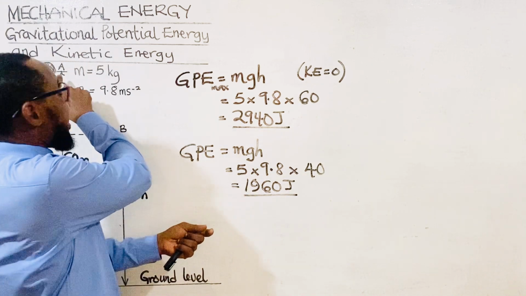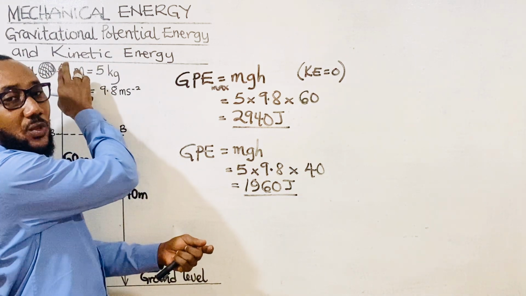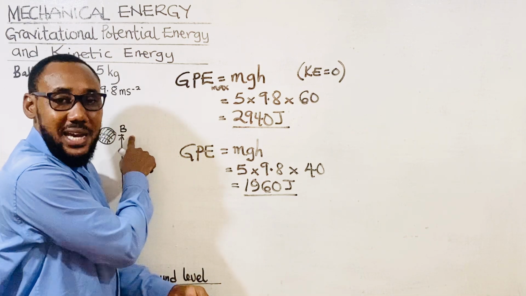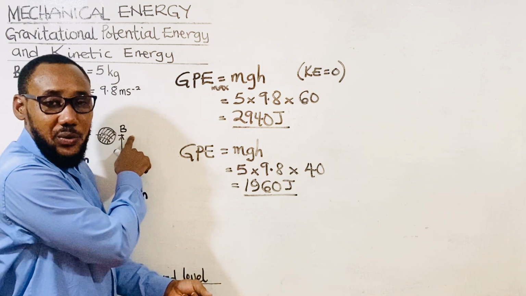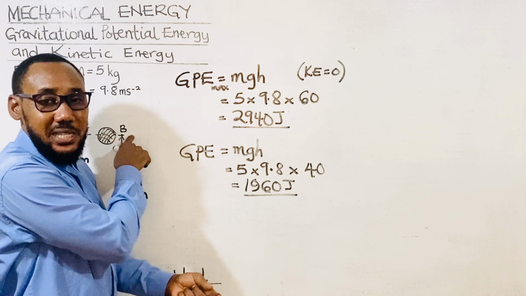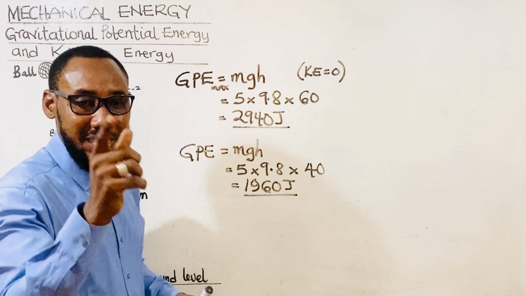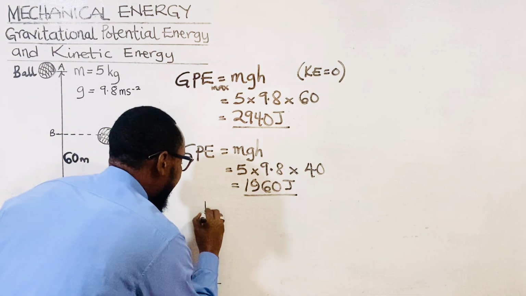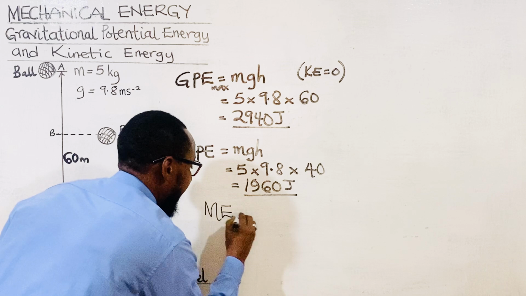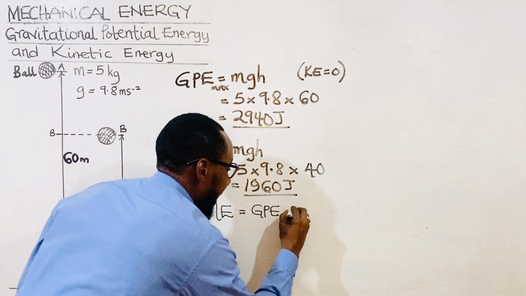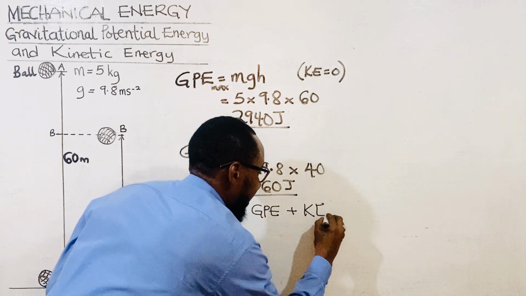So unlike at our starting point, when the object was static and kinetic energy is 0, at point B, kinetic energy is no longer going to be equal to 0. Why? Because the object is in motion. Okay, so now let us determine the kinetic energy at point B. The mechanical energy is the gravitational potential energy added to the kinetic energy.